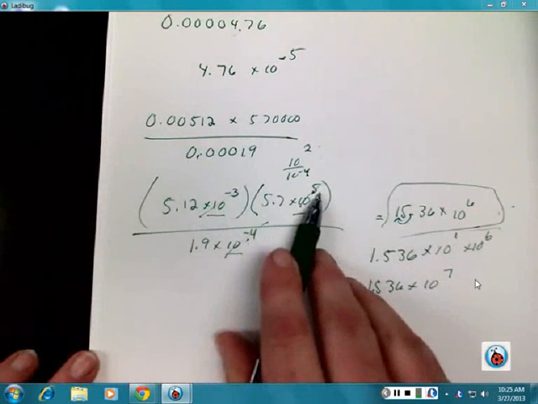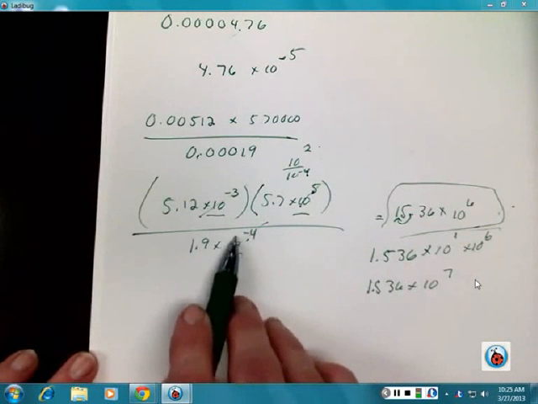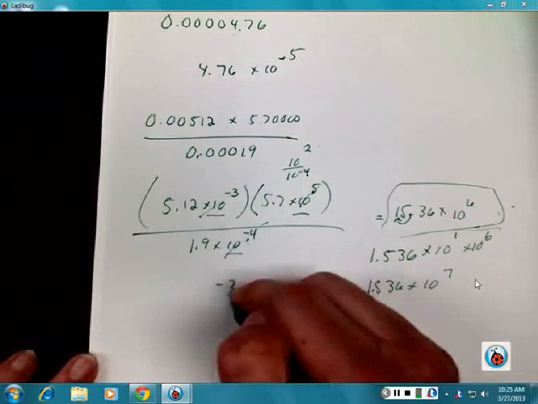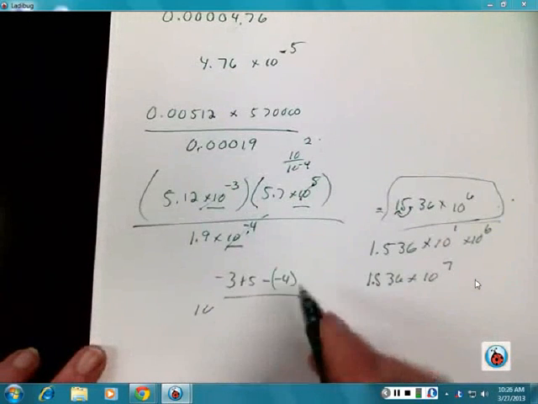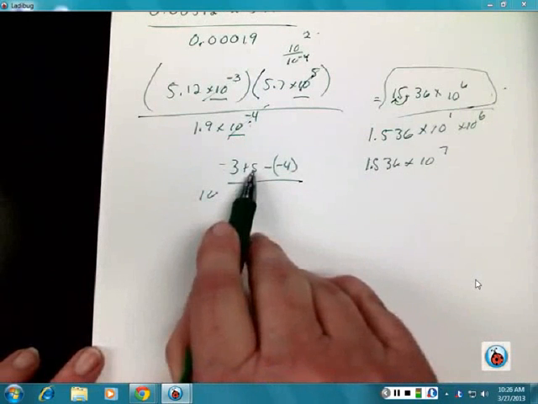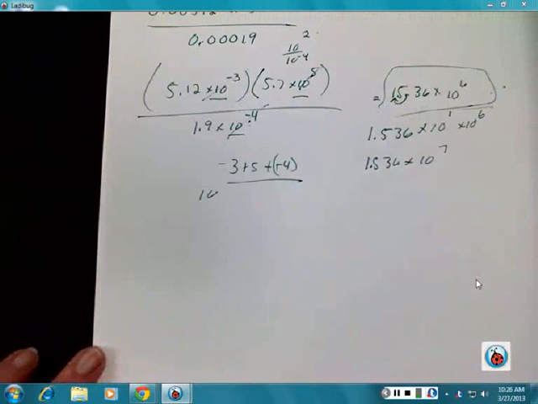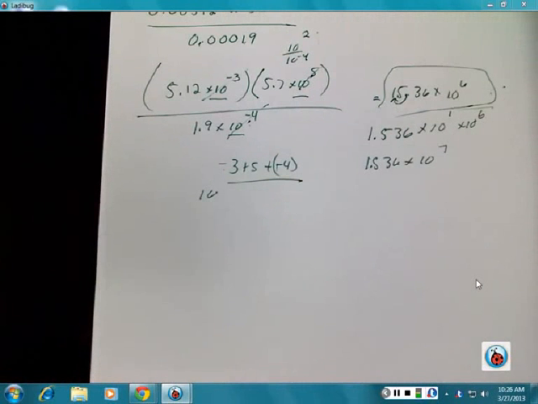Negative 3 plus 5 is a positive 2. Because this is dividing, I'm going to minus a negative 4. So negative 3 plus 5 minus a negative 4. That is the exponents that are on 10. So negative 3 plus 5 is a positive 2. Positive 2 minus the negative 4. These signs change. So 2 plus 4 is 6. Okay? So I got 10 to the 6th power.